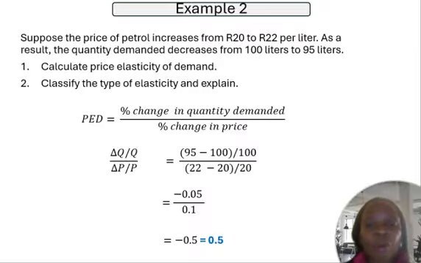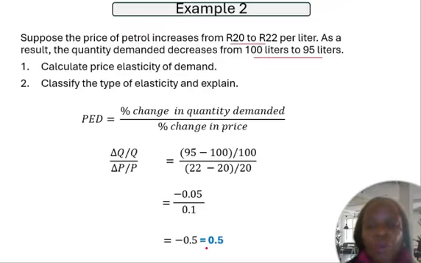Suppose the price of petrol increases from 20 Rand to 22 Rand per liter. As a result, the quantity demanded decreases from 100 liters to 95 liters. So calculating our PED, we get 95 minus 100 over 100. Remember, it's new minus old divided by old. And 22 minus 20 divided by 20. And our answer is minus 0.5, and we turn it into an absolute number, which is 0.5.